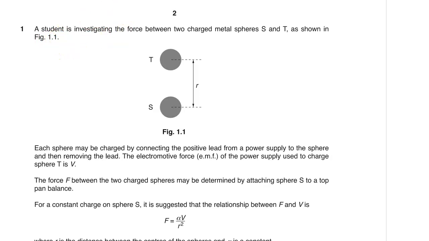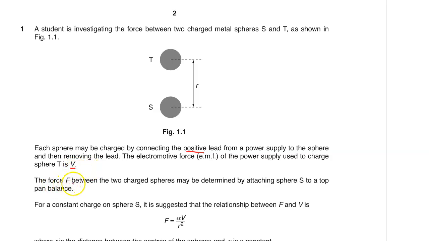A student is investigating the forces between two charged metal spheres, S and T. These are two charged spheres, as shown in this fig 1.1. Each sphere may be charged by connecting a positive lead from a power supply to the sphere and then removing the lead. The electromotive force of the power supply used to charge the sphere T is V. Okay, each sphere may be charged by connecting to the positive lead of the power supply. This sphere T is charged with EMF of V.